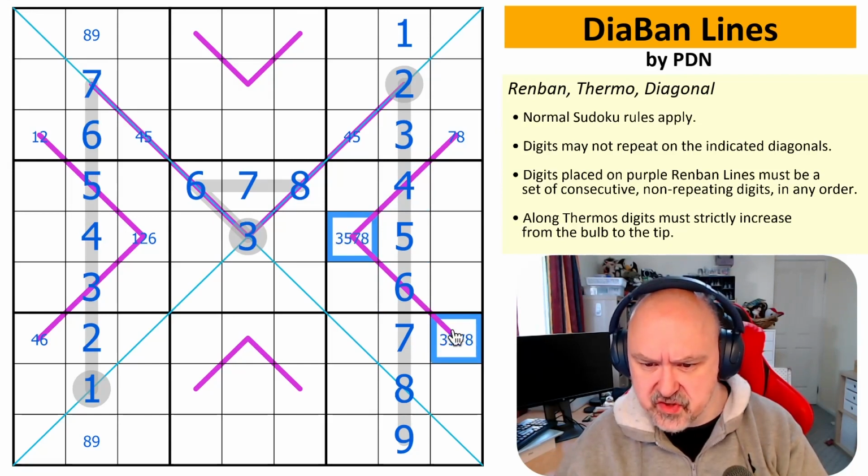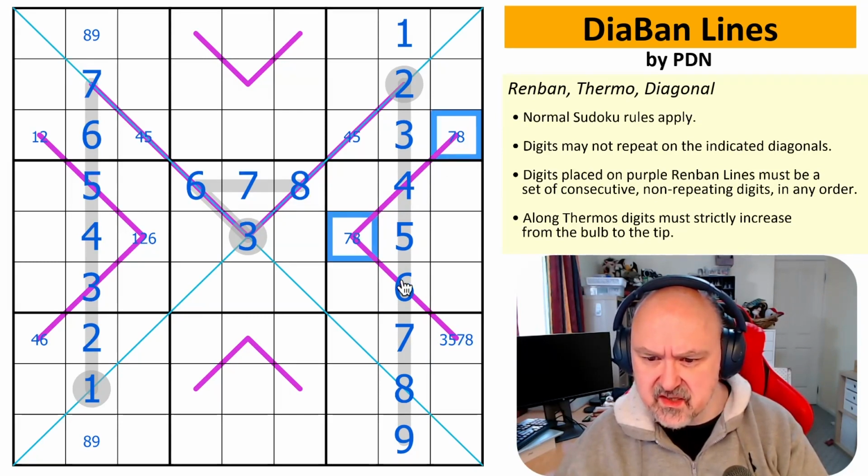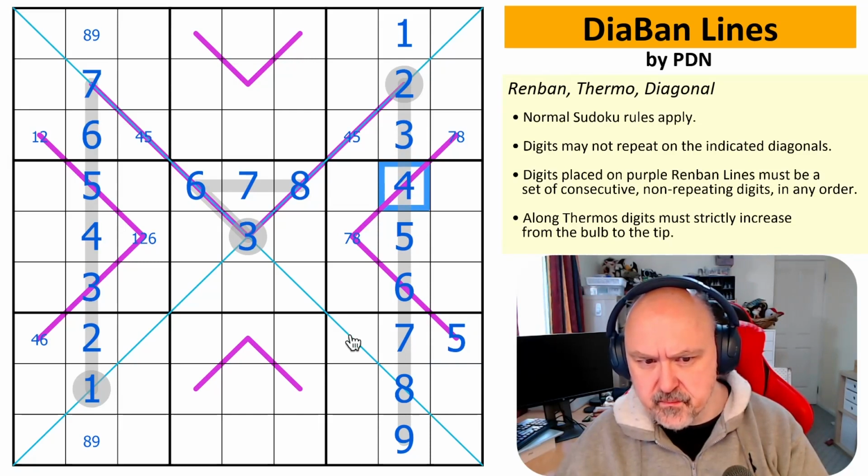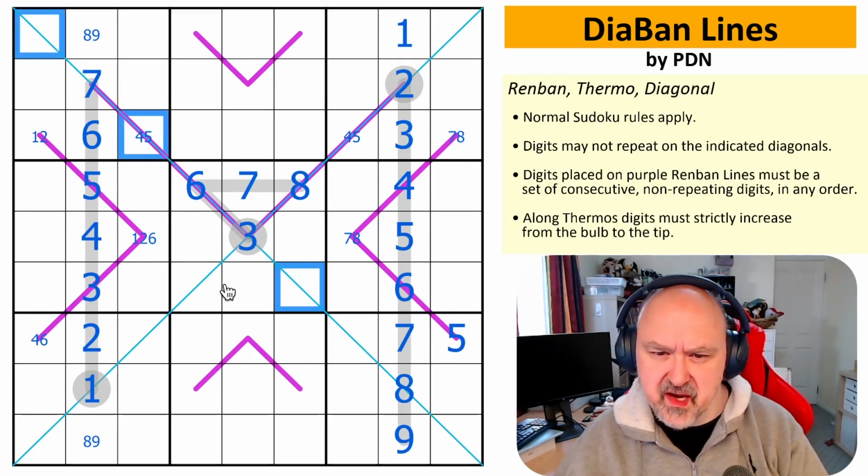I can never put a 2 on this. This can't be 5 or 3. So that's a 7, 8 pair. So 7, 8, 8, 7, 6. This has to be a 5. So I can get down to the 4. Five can still go in any of those for the diagonal though.